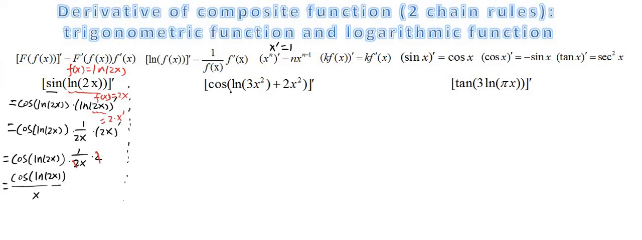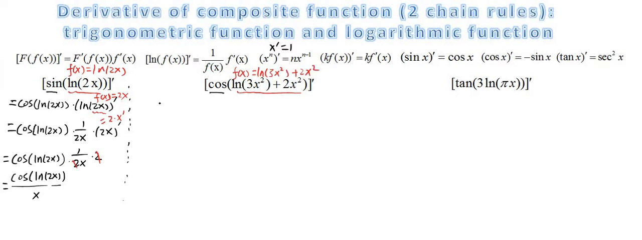Now let's take a look at the second example. For the second example, we have the function cosine of ln 3x squared plus 2x squared. We can apply the first formula, the chain rule. What is capital F? Capital F is cosine. And what is little f(x)? That is here. So little f(x) equals ln 3x squared plus 2x squared.